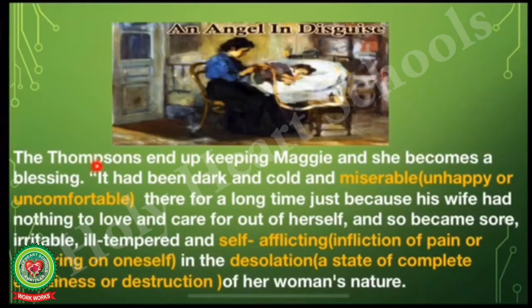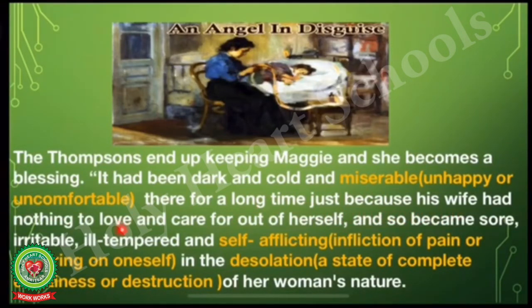The Thompsons end up keeping Maggie and she becomes a blessing. It had been dark and cold and miserable. Students, please underline the word miserable and write down unhappy or uncomfortable. So it had been dark, cold and miserable there for a long time.